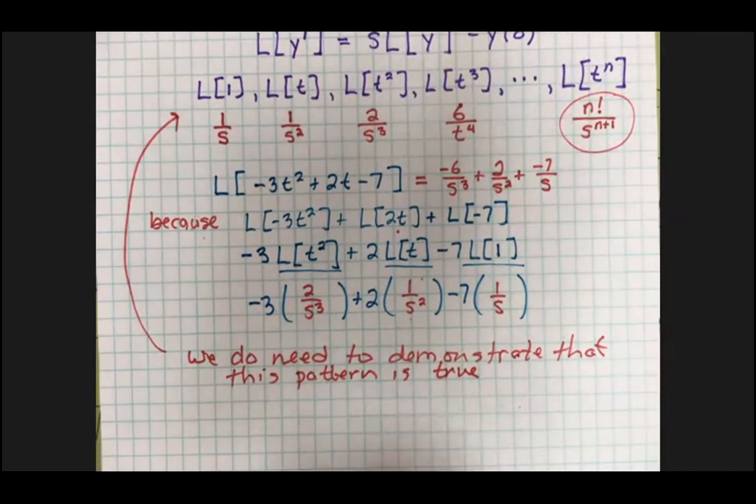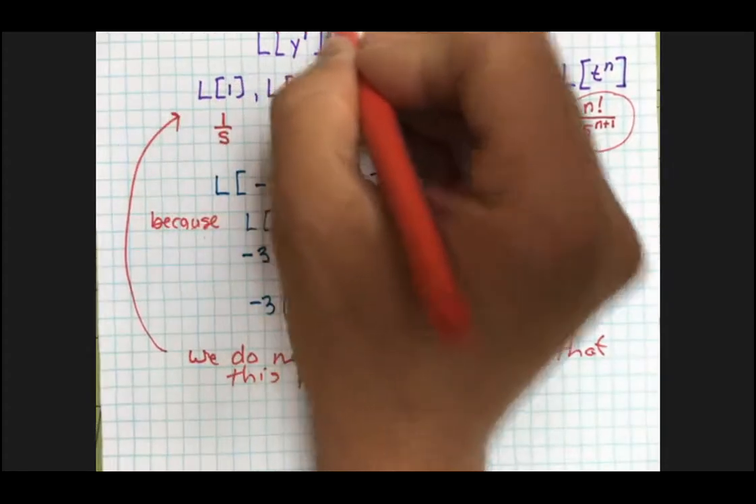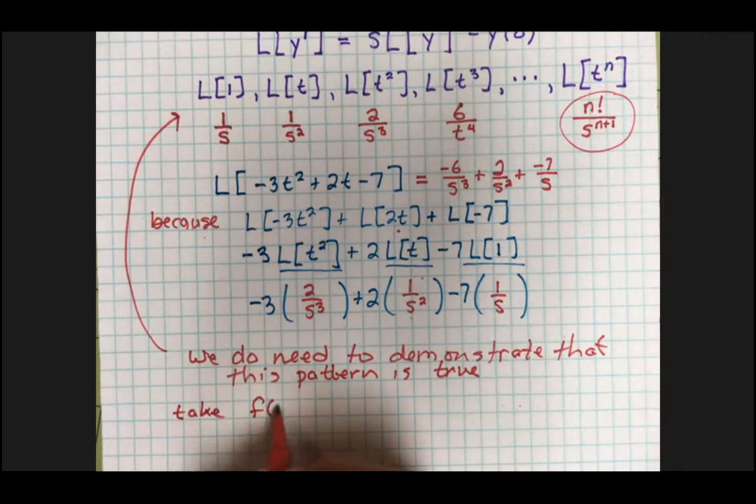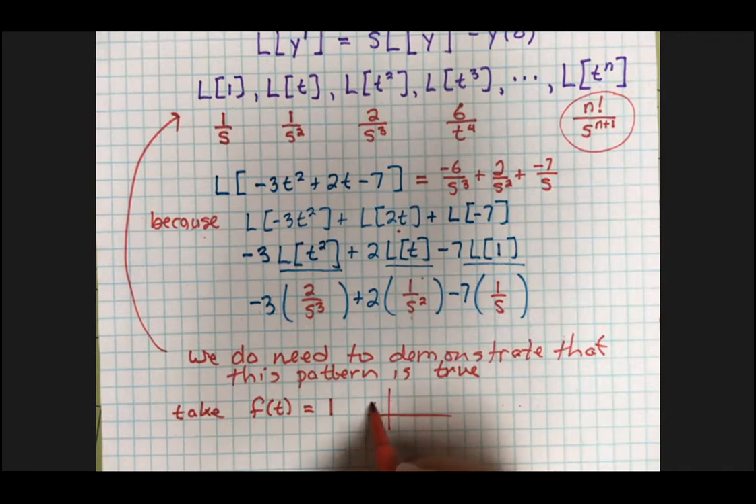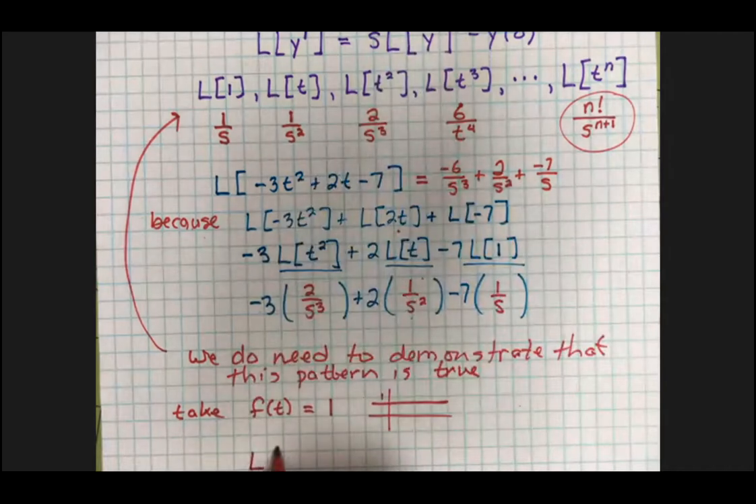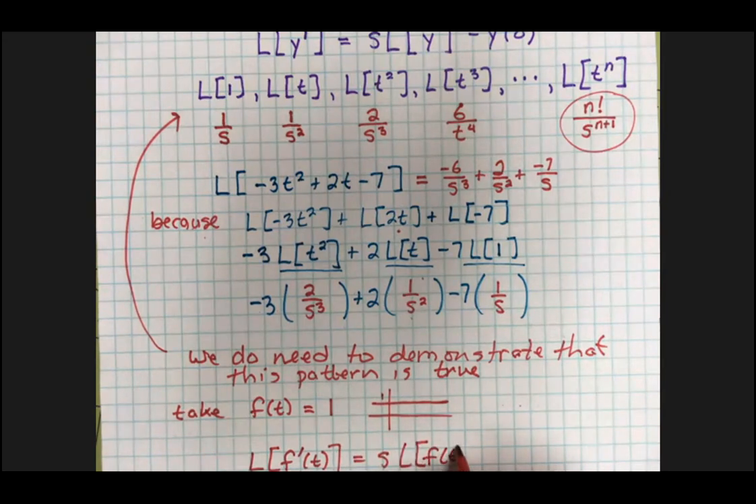It's not going to be so hard using this key formula. So let's take, just for example, a generic function f of t to be 1. Let's take that to be our basic function. You know, very boring function. Let's put it into this formula. Laplace transform of f prime, the derivative, is s times Laplace transform of f, we showed you why this formula was true last time, minus f at 0.